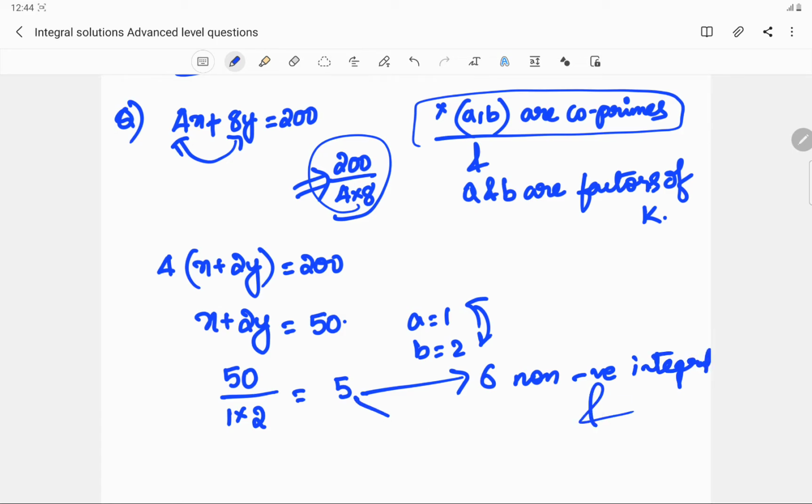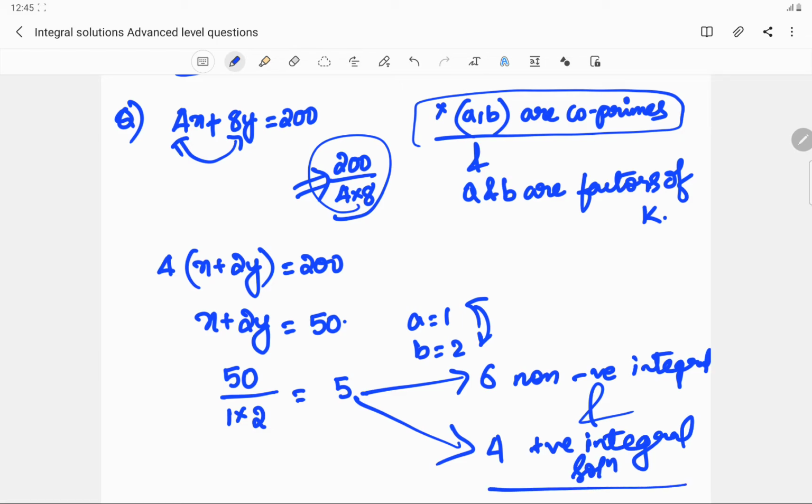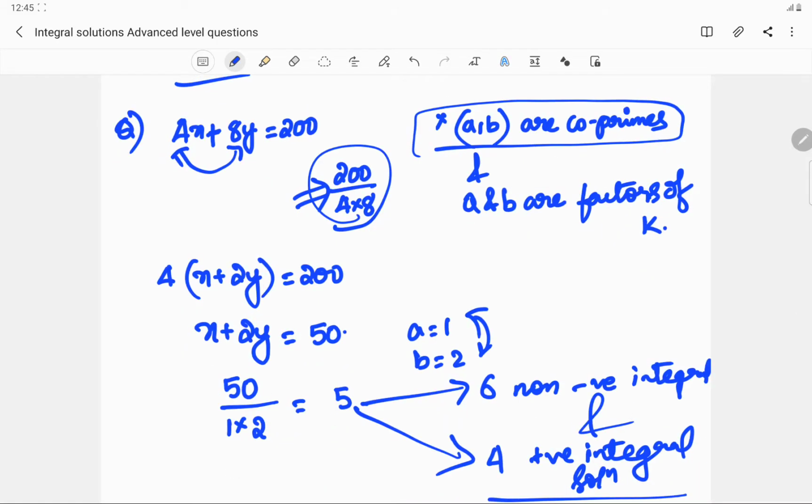and 4 positive integral solutions. So this is 25, so this would be 26 non-negative and 24 positive integral solutions.